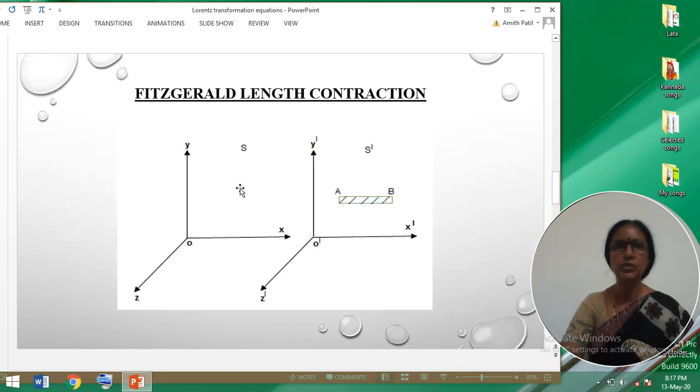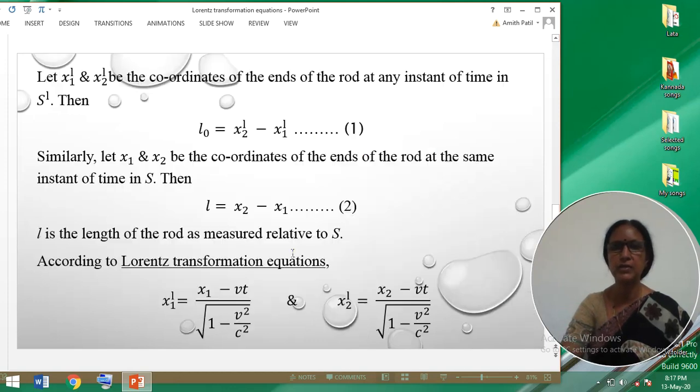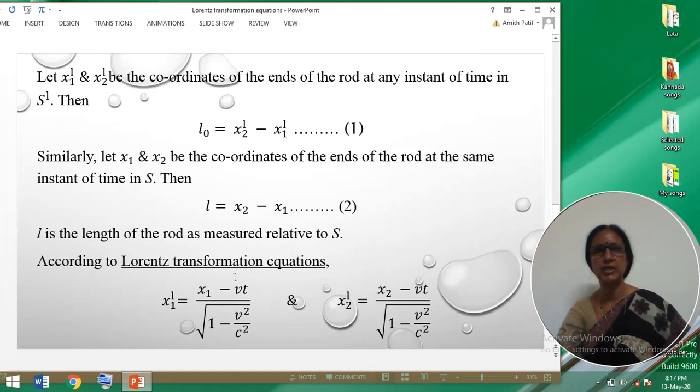Similarly, with reference to frame S, let me consider x1 and x2 be the coordinates of the rod at the same instant of time. Then length measured by the observer with reference to frame S can be written as x2 minus x1. Now consider Lorentz transformation equations and write down the x1' coordinate and x2' coordinate as x1' is equal to x1 minus vt by root of 1 minus v square by c square, and x2' is equal to x2 minus vt by root of 1 minus v square by c square.